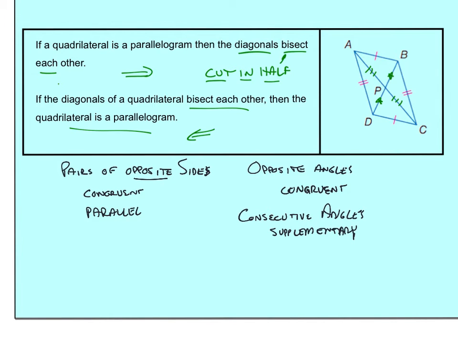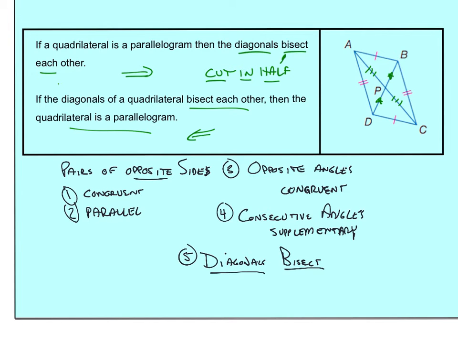Forgive my handwriting here. I'm in a bit of a hurry. And the last one is that the diagonals bisect. And if you're not familiar with bisect, I suggest you get familiar with that word quickly. So we have 1, 2, 3, 4, 5. And those are your 5 properties of a parallelogram.